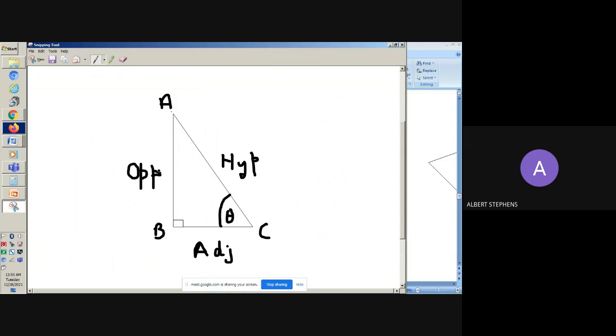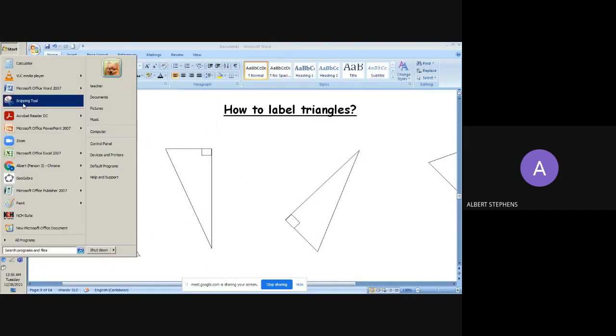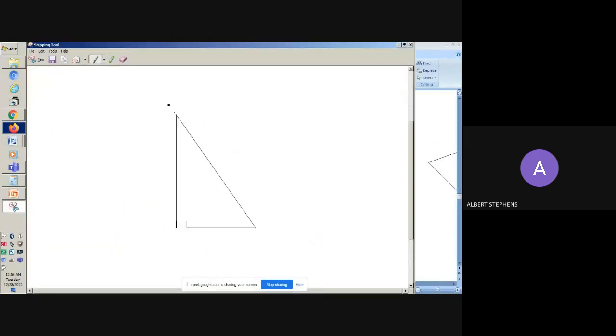And that's how we label triangles in basic trigonometry. You notice that the reference angle can change. The reference angle can actually be at A rather than at C. So let us look at what happens when we change the reference angle to A. All right, so again we have our A, B, and C. So I'm going to put the reference angle at A.